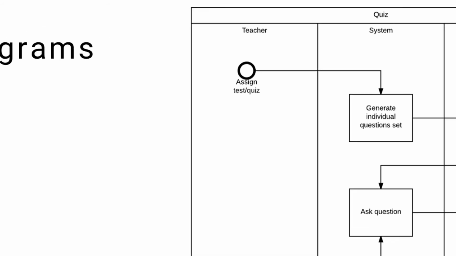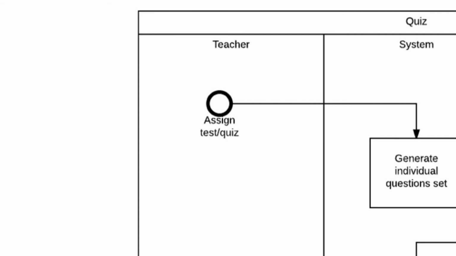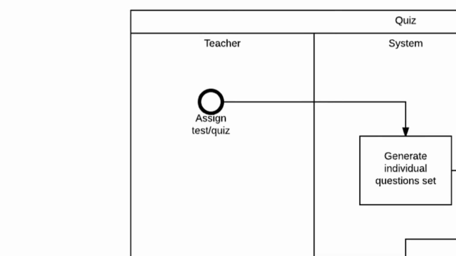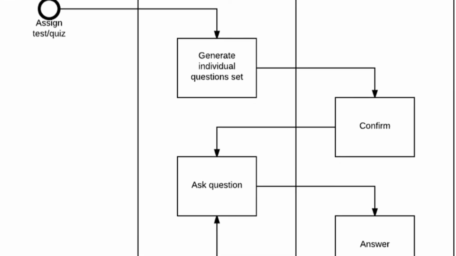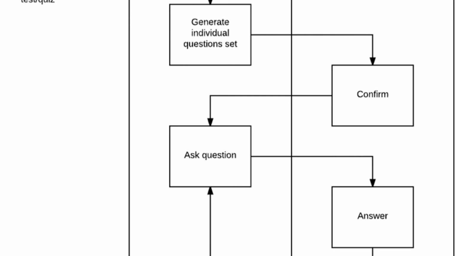So let's start at the very beginning. We see that a teacher assigns a test in the quiz. From there, it gets redirected to the system. If you like sports analogies, you can think of action flows like playing basketball, and with each action flow, you're passing the basketball to another player. In this case, the teacher is passing to the system, and its job then is to generate an individual question set. From there, the system passes to the student.